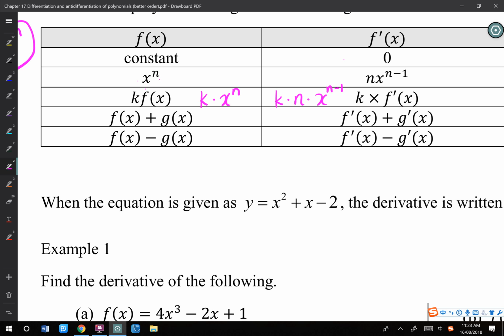Okay, that's for a single term, x to the power of n. That's a single term. I will just write here, single term.